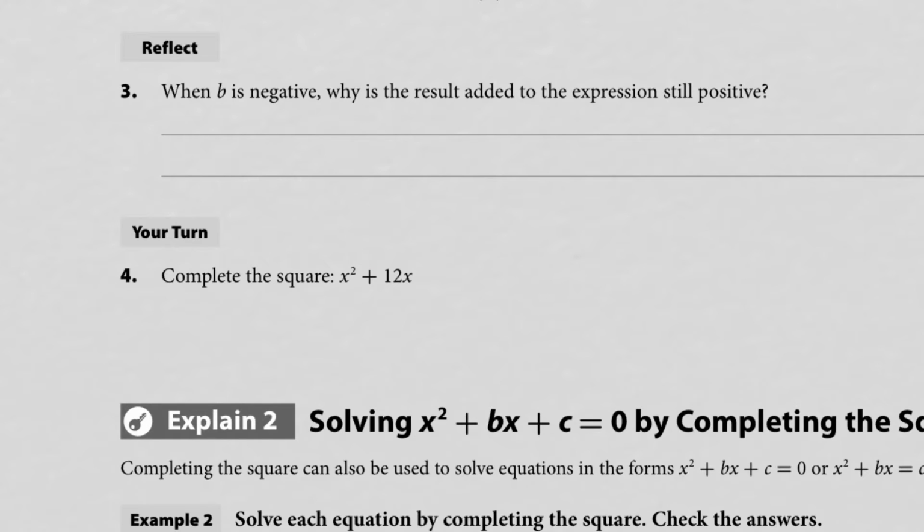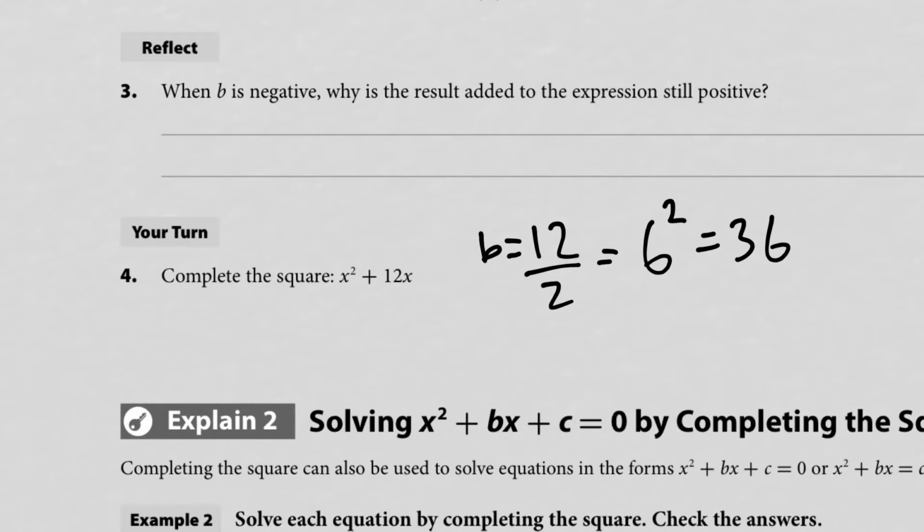Okay, so let's look at this one. x squared plus 12x. First step is to find b. b is 12. Take b and cut it in half. So when I cut this in half, I get 6. Then take that number and square it. So when I square 6, I get 36. So my final solution is 36, which means that my new trinomial is x squared plus 12x plus 36. And that is a perfect square trinomial. I have completed the square.